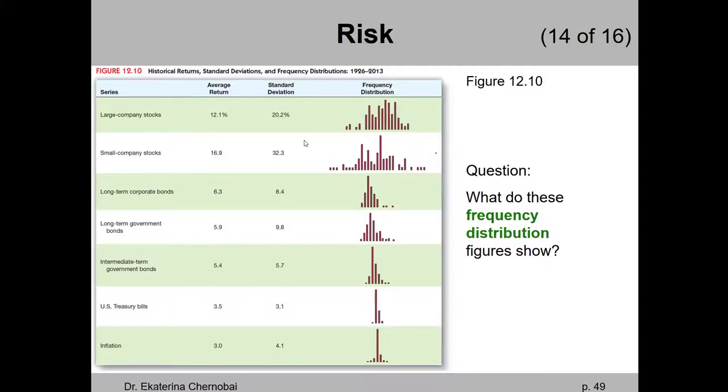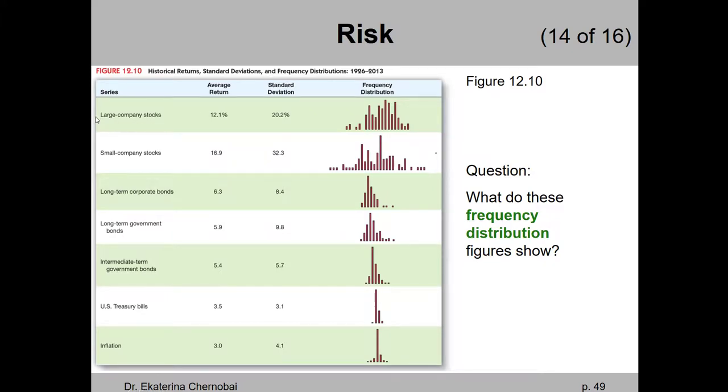The next few slides take us one step further. Now that we hopefully understand what we mean by risk and how we calculate it, we can say even more about the riskiness, the amounts of risk, for our different investments.